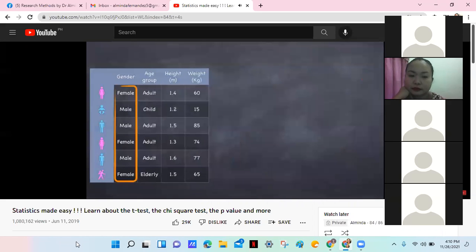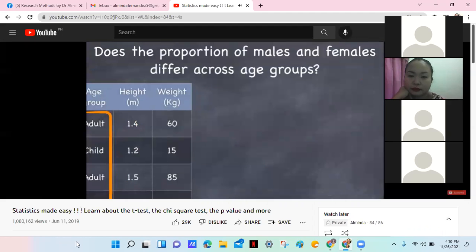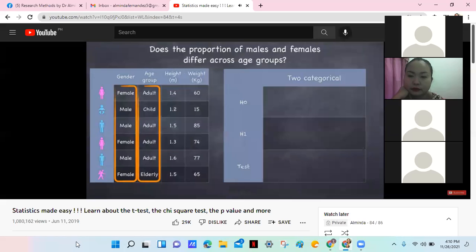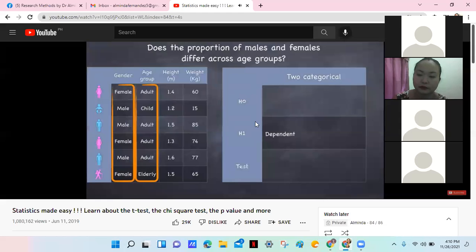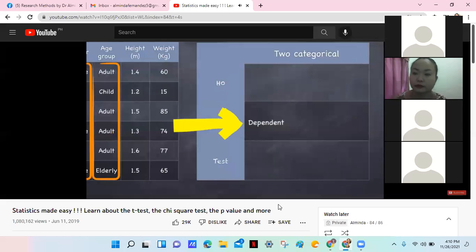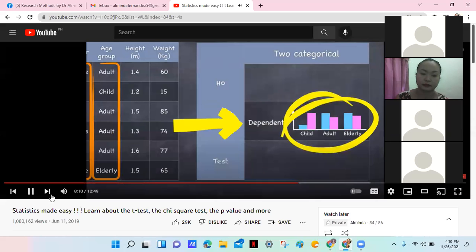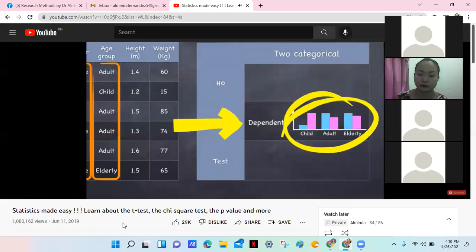If we add another categorical variable, in this case, age group, we may have a research question like, does the proportion of males and females differ across these groups? So our hypothesis is that the number of men and women that we observe is dependent on the age category that we look at. In other words, the proportions change or depend on or are dependent on the age category. Now we can collect our sample data, we look at it, and we can see that yes, in fact, the proportions do change across the age groups. In other words, in our sample data, the proportions are dependent on age category.